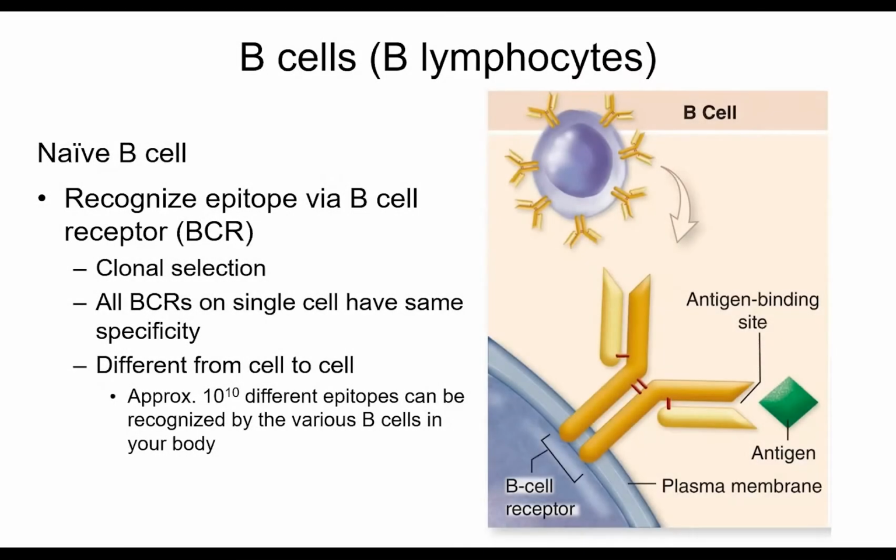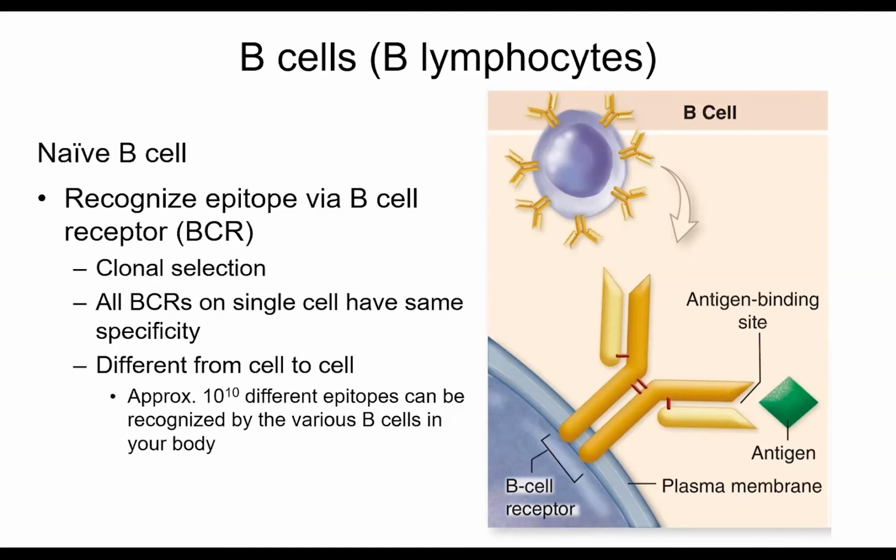A B cell has multiple BCRs on it, but they're all identical and bind the same epitope. However, the BCRs on one B cell will be different than the BCRs on a different B cell, which will bind a different epitope. In fact, it's estimated that a human has 10 billion unique B cells.